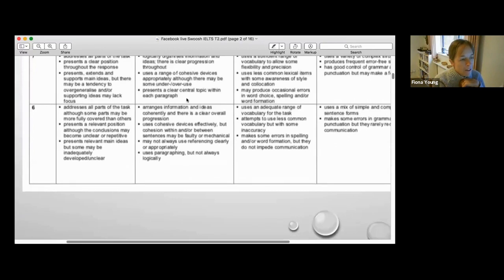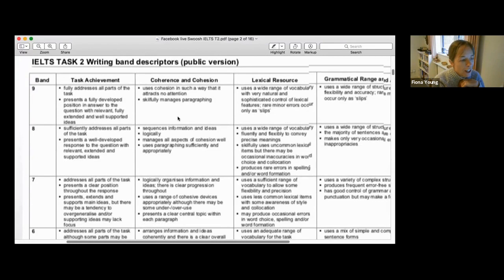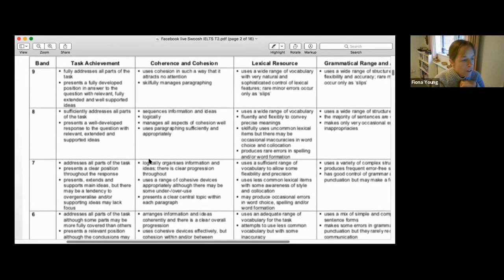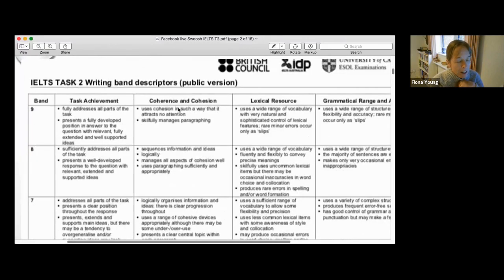And then the second criteria, just very quickly, is coherence and cohesion. Most of you are looking, I'm sure, for a 7 or even an 8. So this coherence and cohesion is how you organize your ideas, how you organize your paragraphs, whether you have a topic sentence at the beginning of the paragraph that tells you exactly what will be in the whole of that paragraph, you know, and you have a clear topic in each paragraph, just one topic for each paragraph.